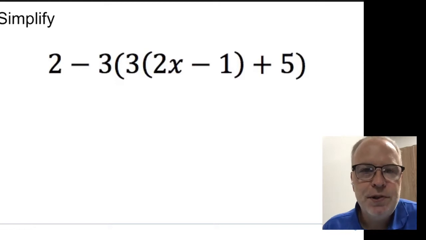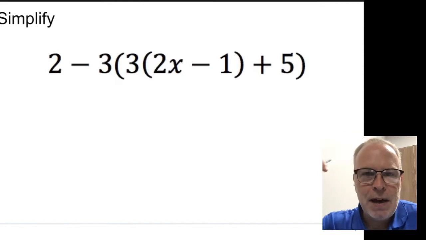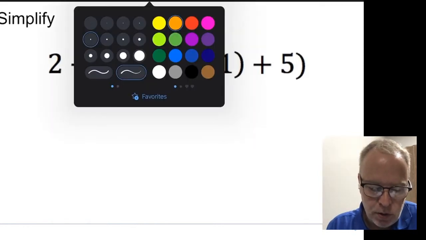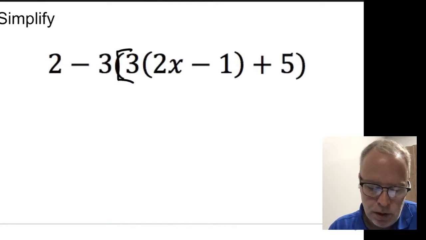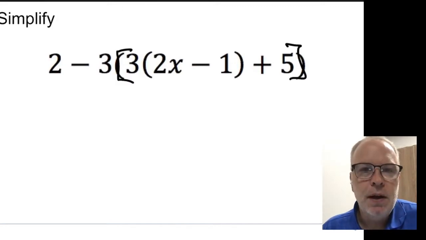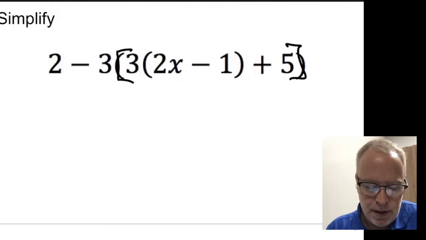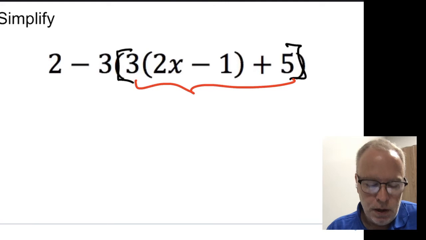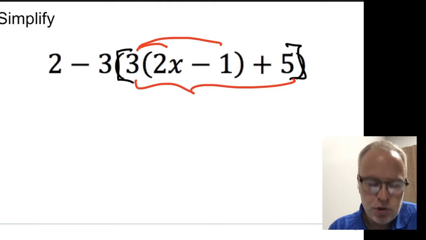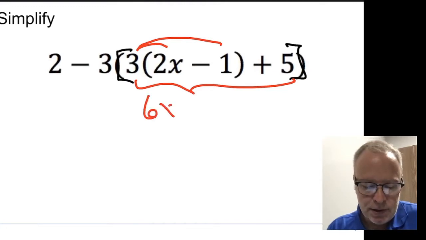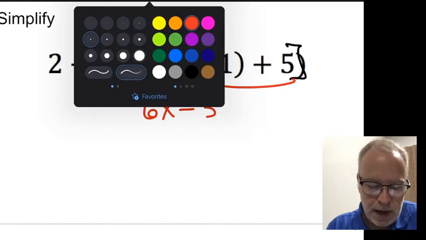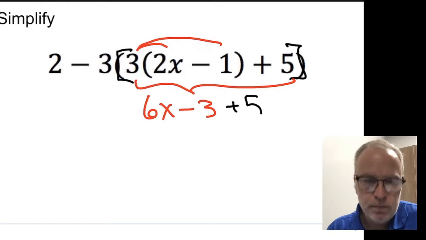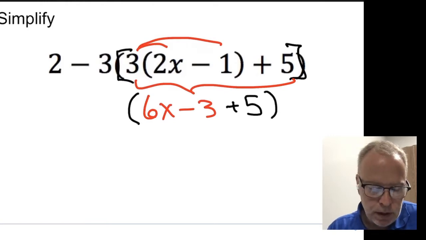Okay, we have a couple different sets of parentheses, and when you have parentheses, you want to jump inside and battle your way out. So what I mean by that is we are going to wait to do this outside thing until we deal with everything on the inside right in here. So on the inside where I've labeled in red, we want to take this 3 and multiply it in. So 3 times 2x is 6x. 3 times negative 1 is negative 3. And then we have this plus 5. It's just waiting its turn, right? Order of operations.